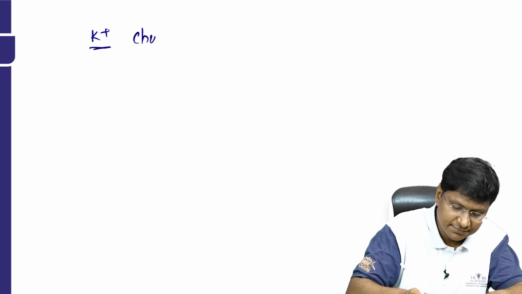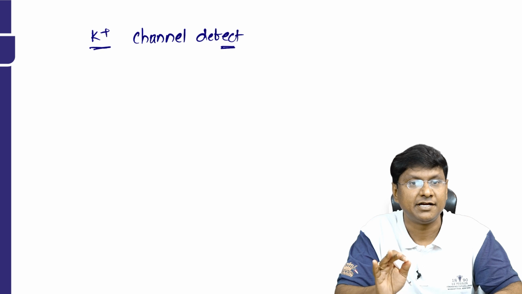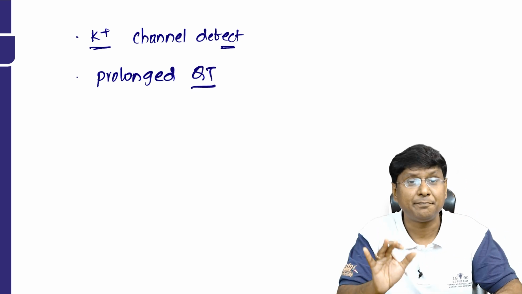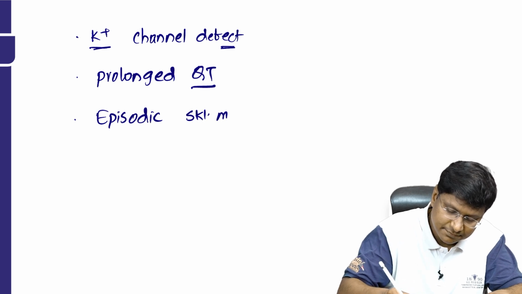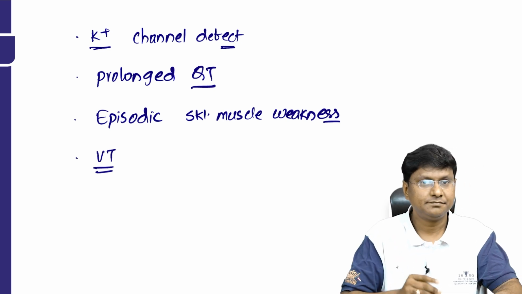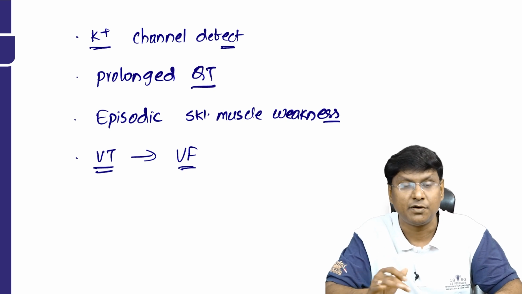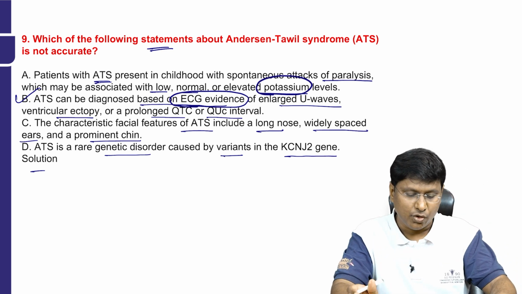Anderson-Tawil syndrome is a potassium channel defect where you will have a prolonged QT interval, and these patients have episodic skeletal muscle weakness and bidirectional ventricular tachycardia. This can progress to tachyarrhythmias in the form of ventricular fibrillation. In Anderson-Tawil syndrome, potassium levels can be low, normal, or elevated.